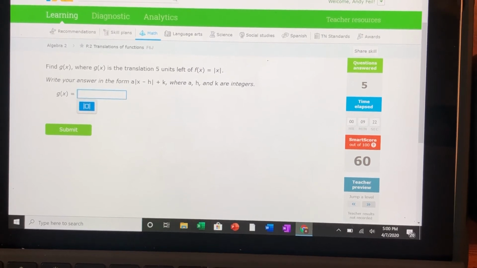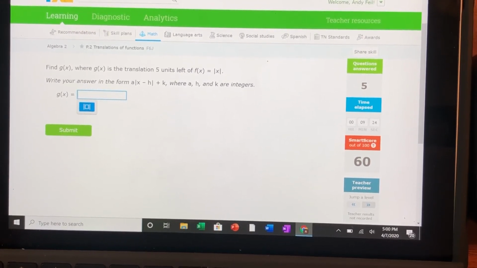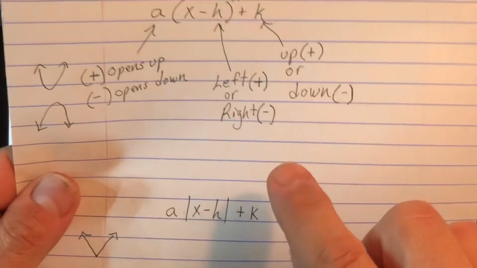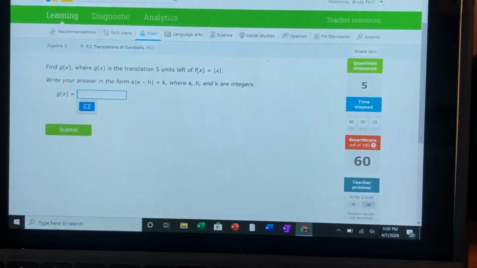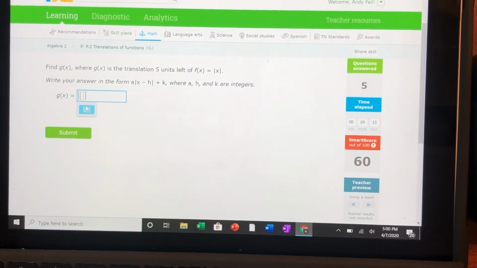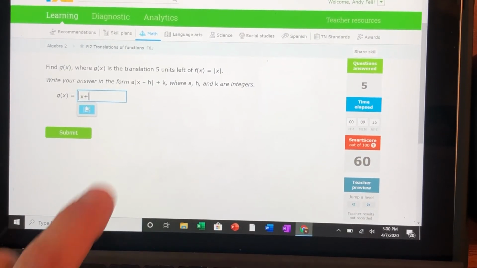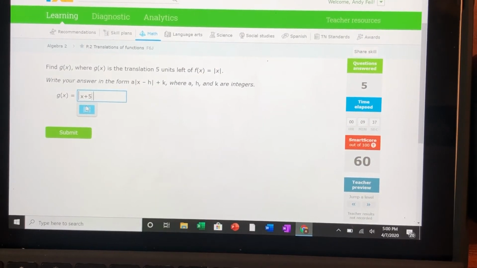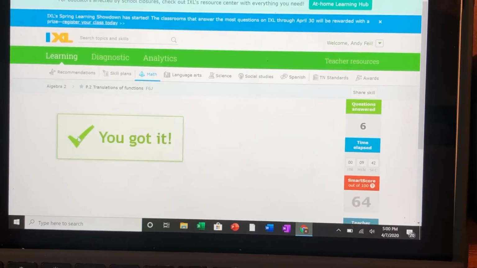Well, left and right is inside the absolute value symbols. And you know that left is plus. So that means this is going to be absolute value of x plus 5 units, and that's it. They don't say anything about a vertical shift, and so that's the answer.